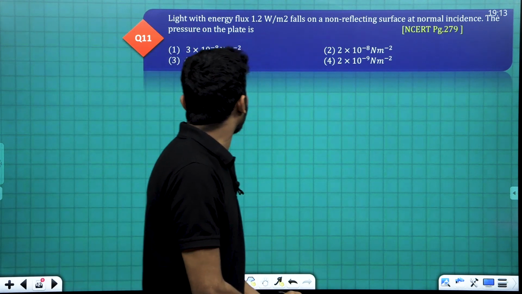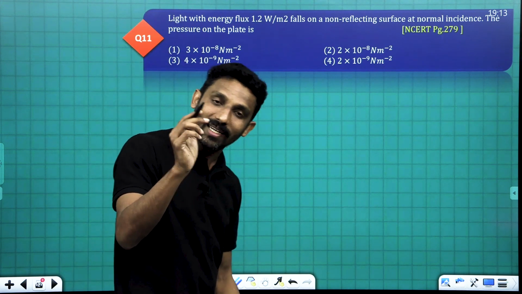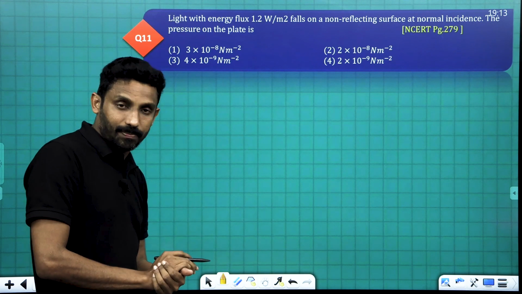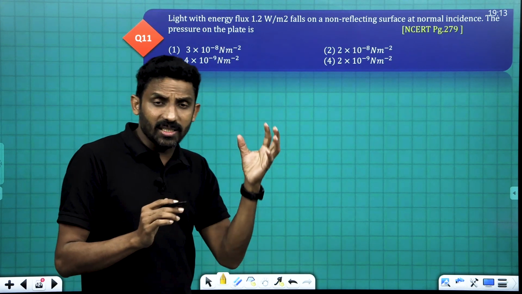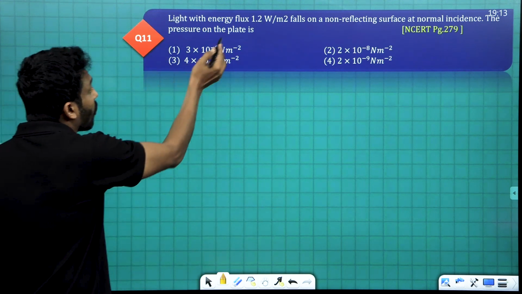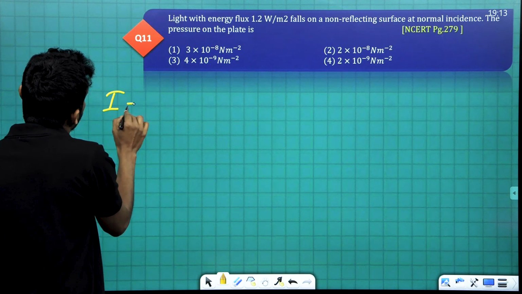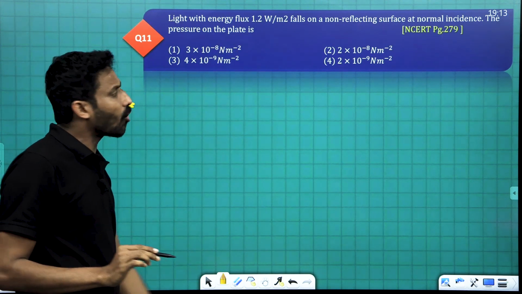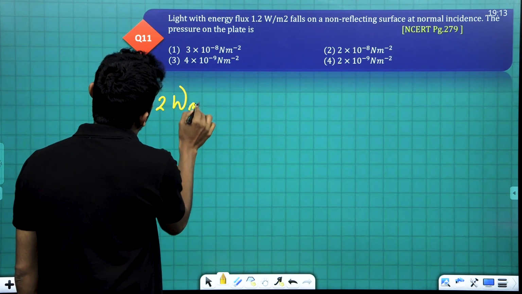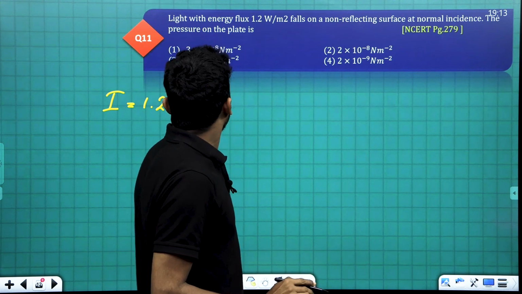Light with energy flux 1.2 watt per meter square. It is also the intensity. Energy flux, see, power divided by area. Otherwise, energy per unit area in unit time. That is also called intensity or flux also we can say. This quantity is also called intensity. 1.2 watt per meter square. Okay, this much intense is the light.